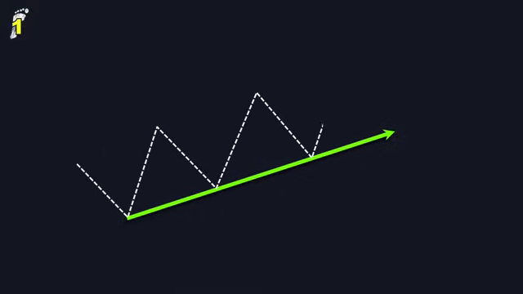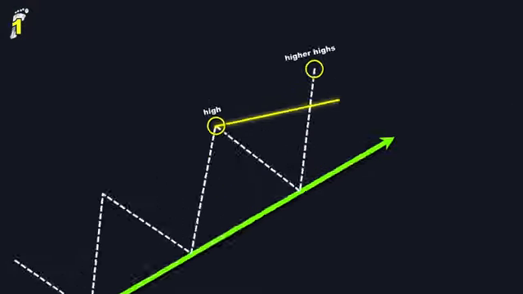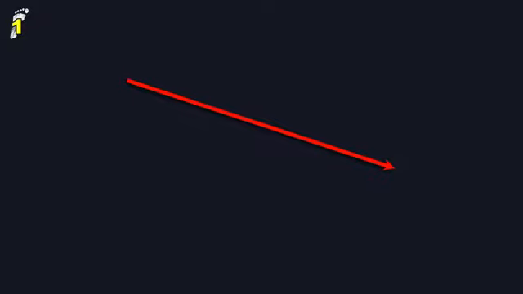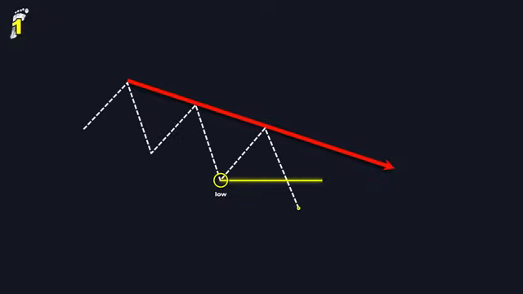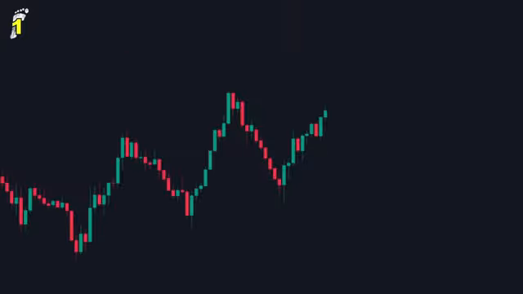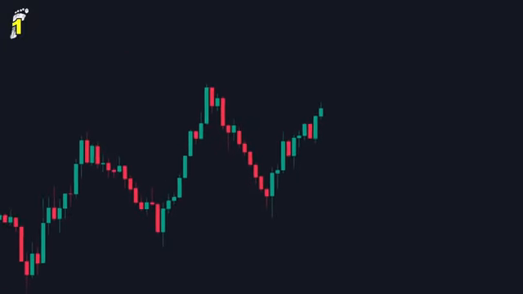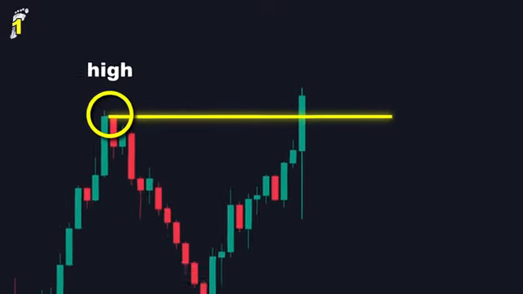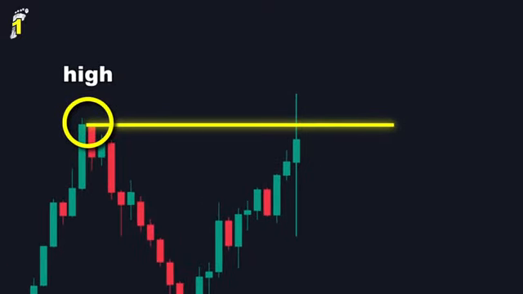Now here's the key concept. In an uptrend structure, whenever the previous high gets broken and price forms a new higher high, that's what we call a break of structure. Similarly, in a downtrend, whenever the previous low gets broken and price forms a new lower low, that's also a break of structure. This might sound basic, but it's absolutely critical that you wait for a candle to actually close above the previous highs for it to count as a valid break of structure. Wicks alone don't count. We need that confirmation close.